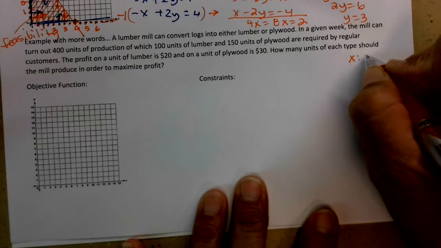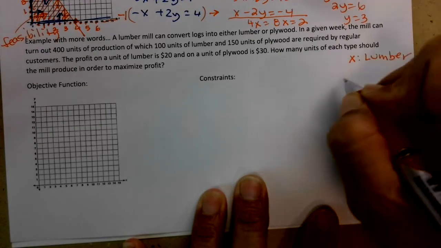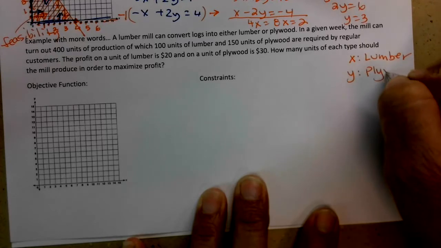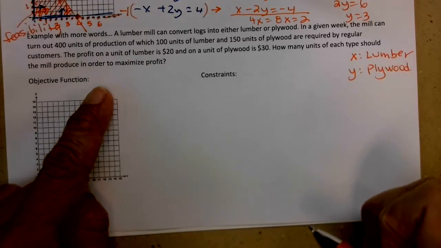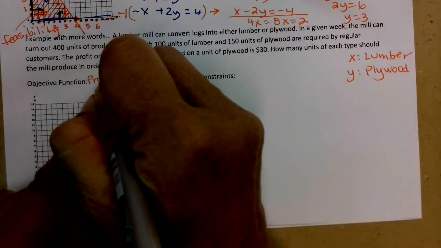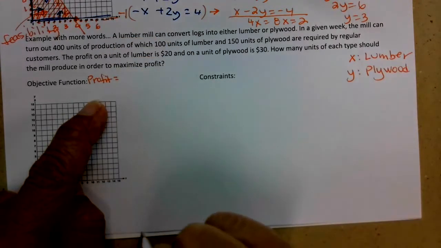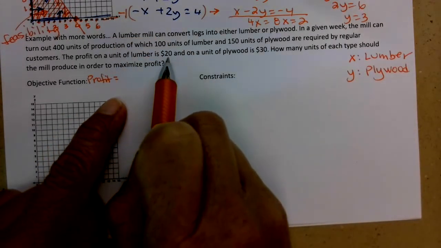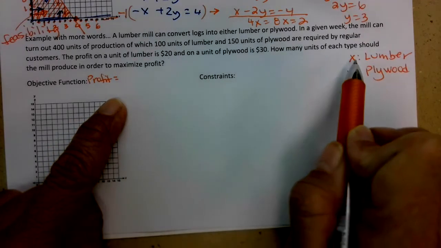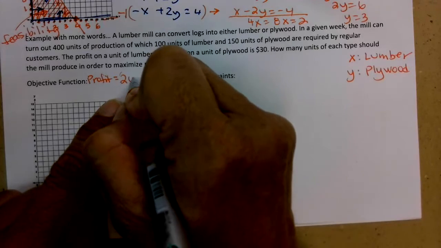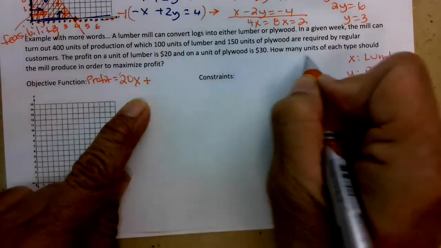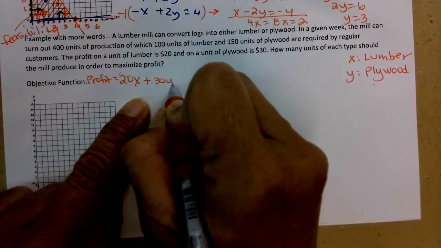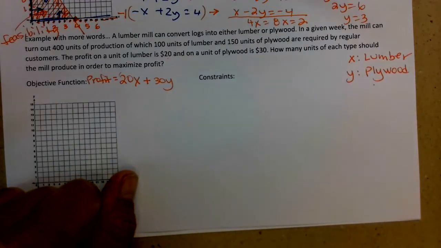So we're going to let x be lumber and y be plywood. Okay. So what is the objective function? That's going to be our profit. So our profit function: each unit of lumber gives us a profit of $20, so it's $20 times x, however many units of lumber we do. And plywood, $30 for every unit of plywood we make. Okay, so that's good.